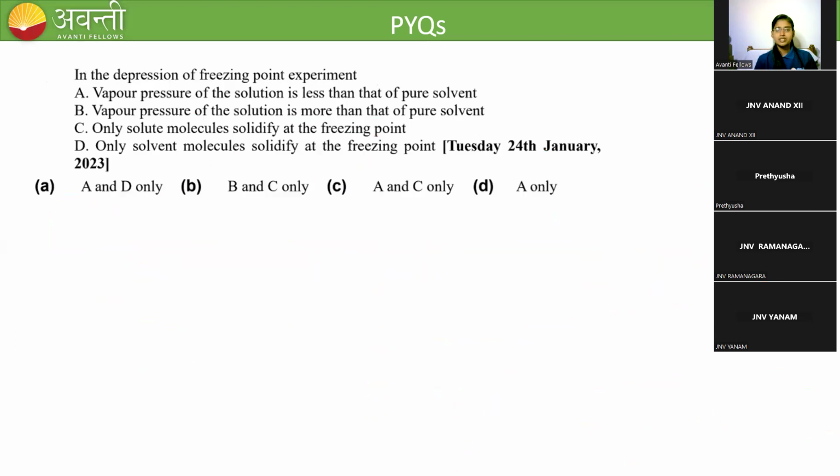Okay, the next question is, in the depression of freezing point experiment, we have 4 statements. We have to find out the correct statement. In the depression of freezing point experiment, the vapor pressure of the solution is less than that of pure solvent. The second statement says that it is more than that of pure solvent. C says only solute molecules solidify at the freezing point. And D says that only solvent molecules solidify at the freezing point.